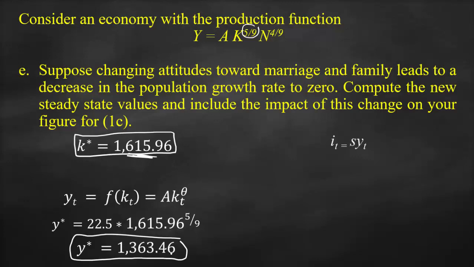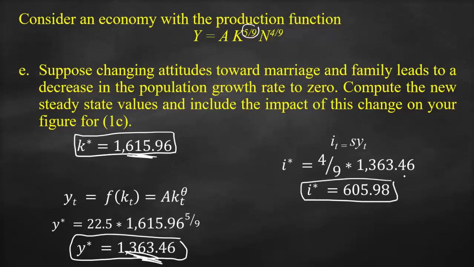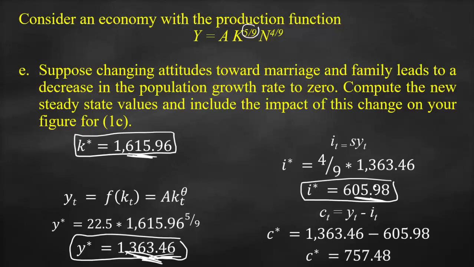Then we need to calculate our investment per capita. For investment per capita, our formula is saving rate multiplied by output per capita. Saving rate is 4/9, which was given. Output per capita is the one we just calculated here. So this will give us investment per capita of 605.98. Our last variable will be our consumption per capita. The formula for consumption per capita is output per capita minus investment per capita. Output per capita, which we calculated here, minus investment per capita, which we calculated here. This will give us our consumption per capita of 757.48.